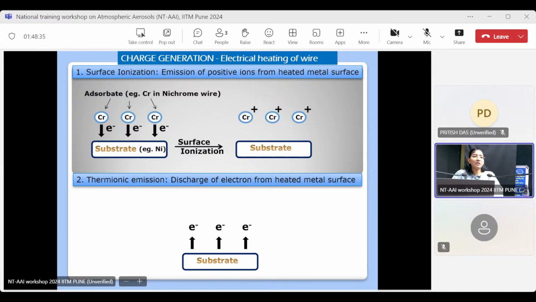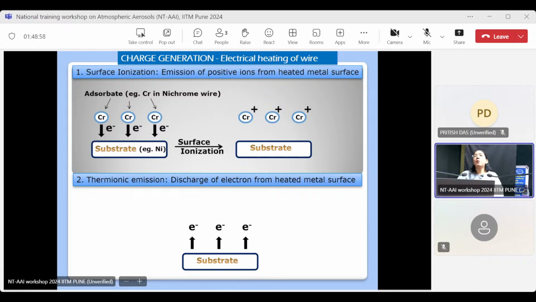In that process, there are two mechanisms by which charged particles can be generated. This is a very useful instrument to generate nano size particles. This is one of the nano size generators. So if you want to generate nanoparticles, we use this methodology, this generator, for aerosol generation.